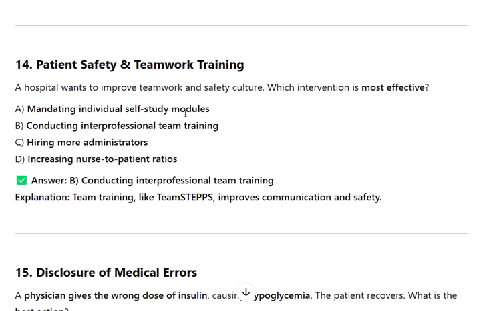14. Patient safety and teamwork training. A hospital wants to improve teamwork and safety culture. Which intervention is most effective? A. Mandating individual self-study modules. B. Conducting interprofessional team training. C. Hiring more administrators. D. Increasing nurse-to-patient ratios. Answer: Conducting interprofessional team training. Explanation: team training, like TeamSTEPPS, improves communication and safety.